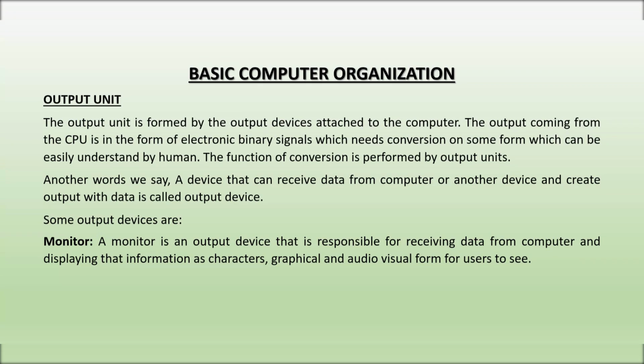Now we are talking about some output devices. These are monitors. You know very well what a monitor is. A monitor is an output device that is responsible for receiving data from the computer and displaying the information as characters, graphics and audio visual form for the user to see. It is a display device. It can display everything on your screen.